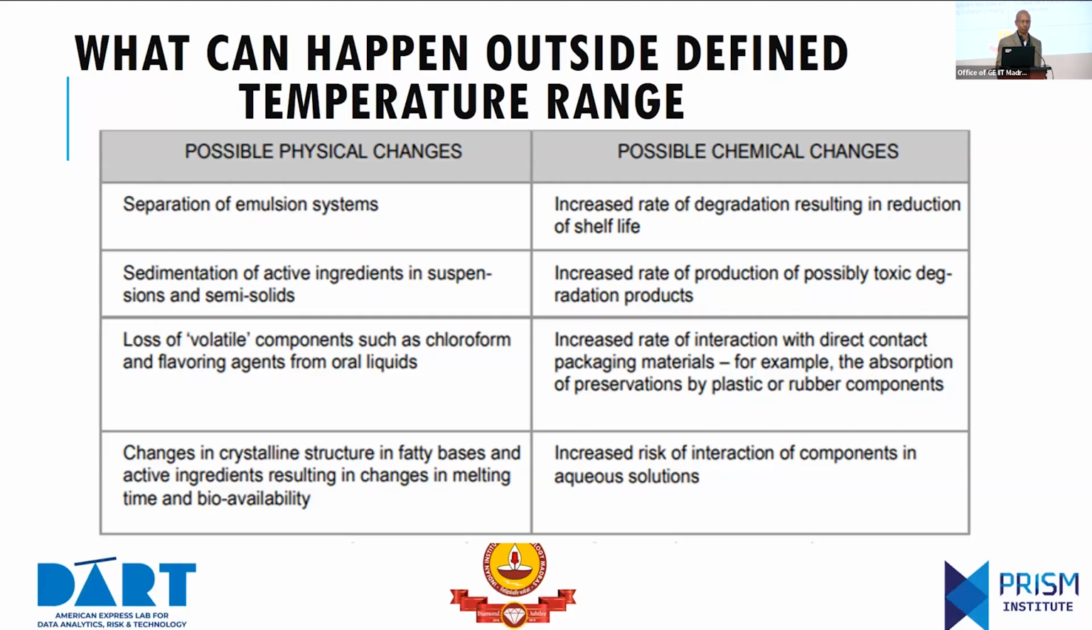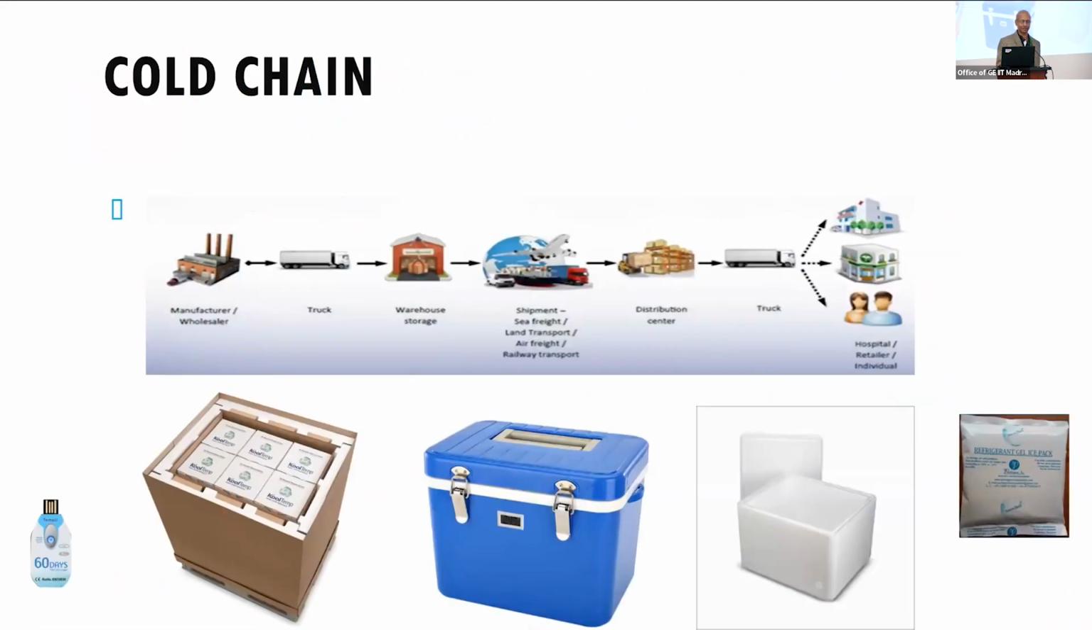You may have loss of volatile components, or you may have the crystal structure that I think Vipin referred to, protein folding and such. The crystal structure is very, very critical to get the intended effect, and that structure may be lost. So that's the reason why cold chain is, from a chemistry and the science point of view, very important. Industry in practice uses a number of devices like shown here to ensure that temperature can be maintained.